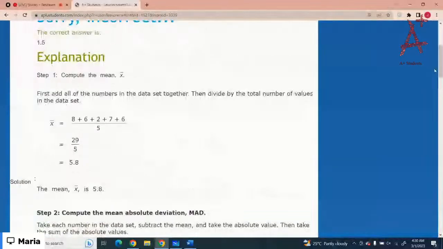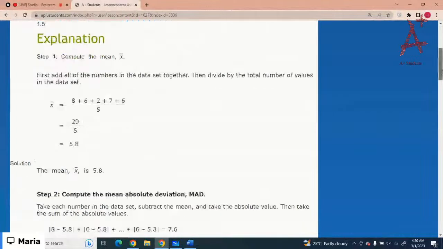First of all, you have to calculate the mean of the data. So you have to sum up all the numbers: 8 plus 6 plus 2 plus 7 plus 6. That is 29. 29 divided by 5 is 5.8. That means the mean of the given data is 5.8.